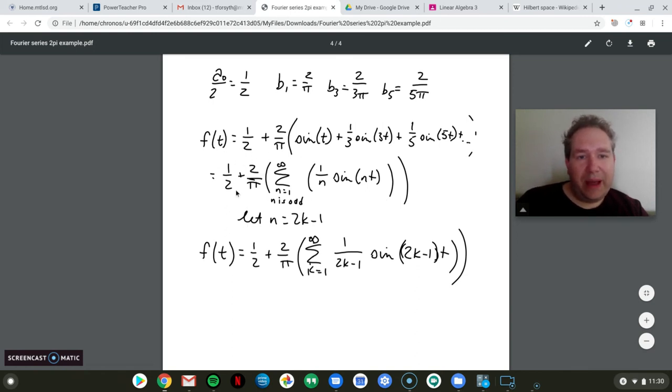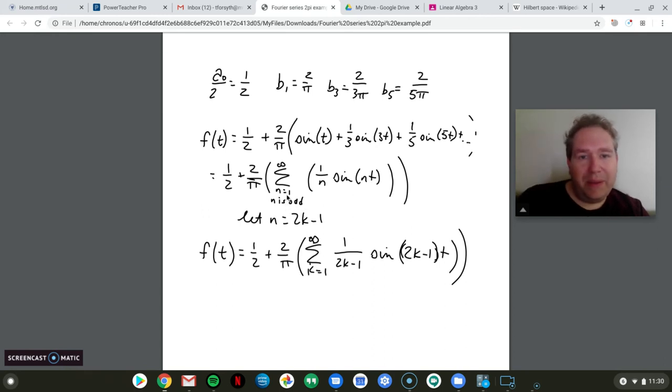So 1/2 plus 2 over pi. And then you could write out that it only matters when it's odd, and so define an odd number here. 2k minus 1 will always give you an odd number. So you can just substitute that value in here. If n equals 2k minus 1, you could just start counting at 1, and it becomes 1 over 2k minus 1. Substitute the 2k minus 1 in here, and you've got a formula for this.